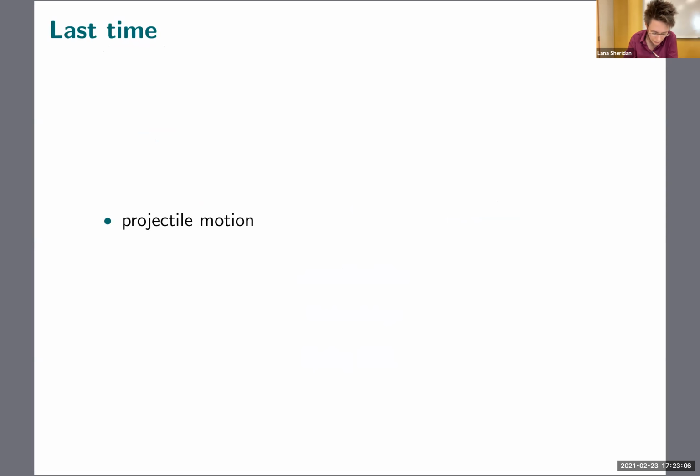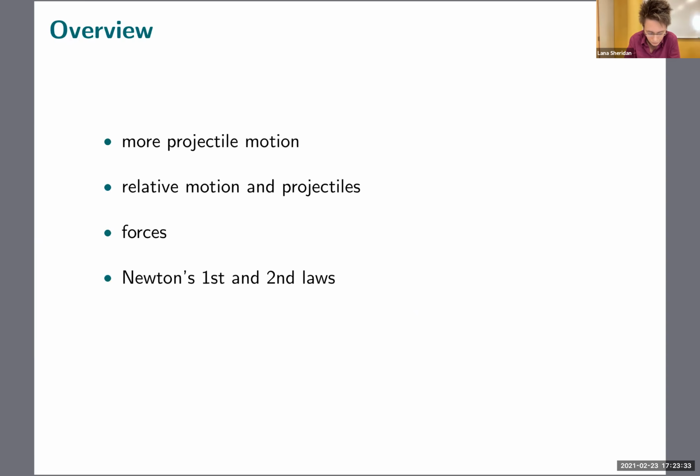So we talked about not just projectile motion last time, but also relative motion and motion in two dimensions. I should have put that on here. We also covered relative motion and 2D kinematics generally. These two are applications of kinematics in two dimensions. We will look now at more projectile motion. Oh, I'm sorry, I really didn't update this at all.